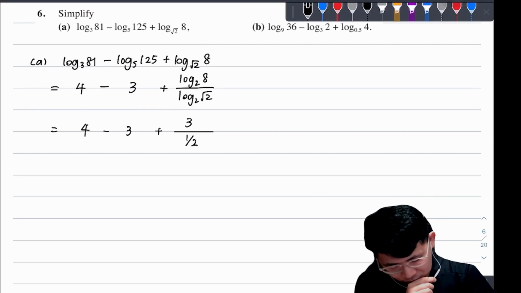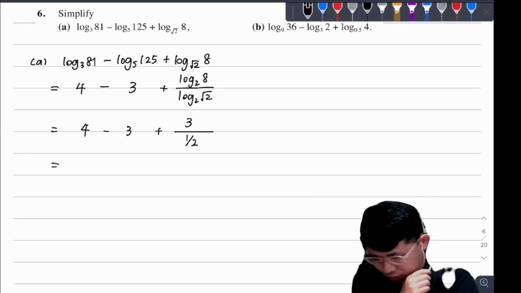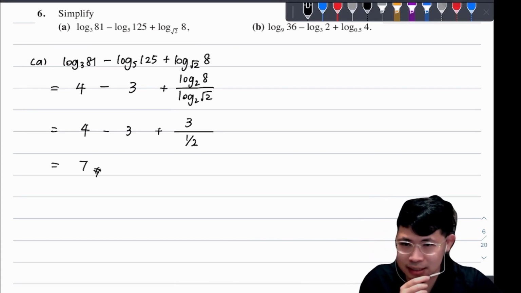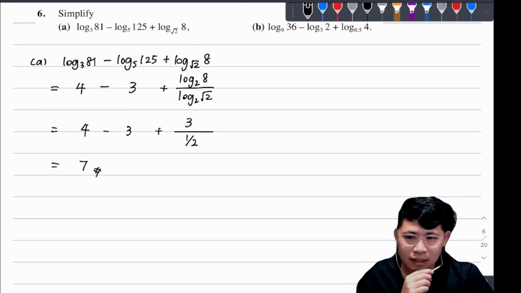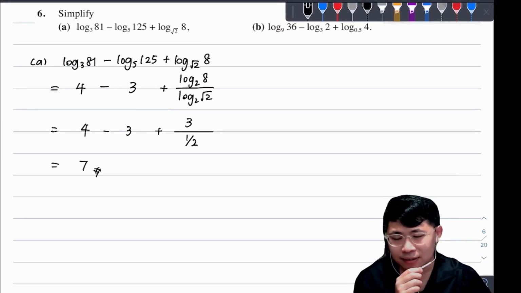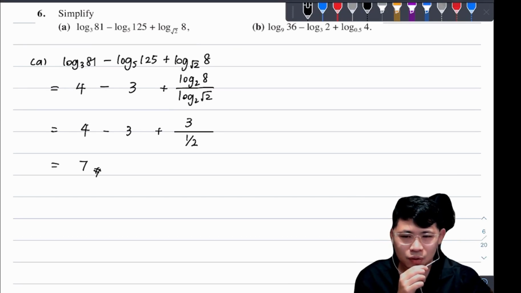Okay, so let's do the final bit. So the final bit will be 4 minus 3 plus 3 divided by half. So the answer is 7. Okay, easy. Okay, very easy. So for part A, it's just evaluating, right? So you just need to understand what is the meaning of your logarithms.